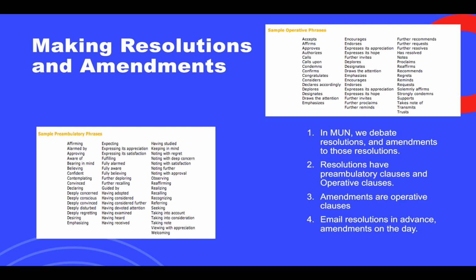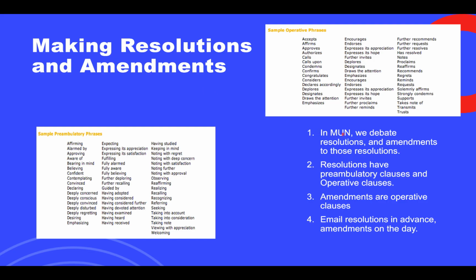So making resolutions and amendments in MUN is arguably the most difficult part. The difference between resolutions and amendments: a resolution is a whole list of things. There are usually about 10 clauses, or 10 solutions, within a resolution that actually fix an issue. And amendments are pretty much one clause that it's fixing. Resolutions are made and sent in advance. Amendments can be made in advance. I'd actually recommend that you do make some in advance, expecting what will end up coming up, but they're sent on the day because ultimately you don't know what other people's resolutions are going to look like.